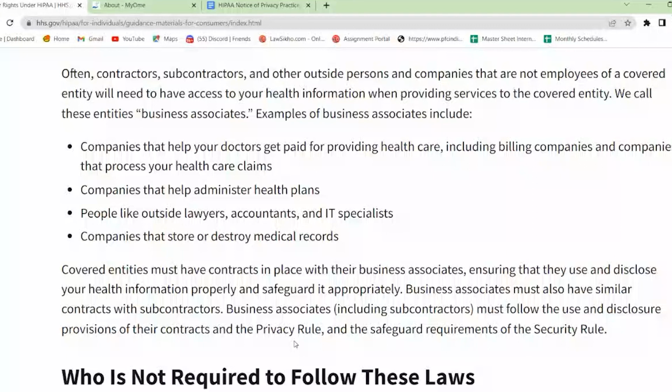Now, covered entities must have contracts in place with their business associates, ensuring that they also use and disclose the health information under the same obligations, under the same parameters, right? Now, business associates, including subcontractors, must follow the privacy rule and the security rule. These are nothing but essentially the rules or the permitted disclosures of protected health information under HIPAA, right? Which we are also going to see.